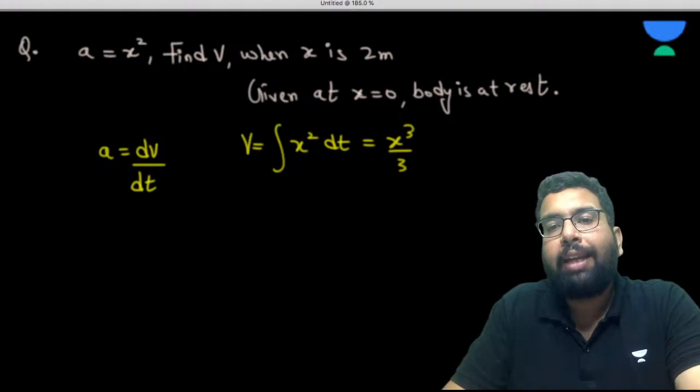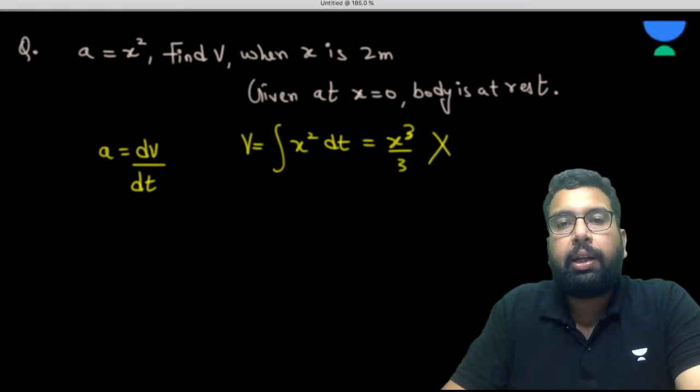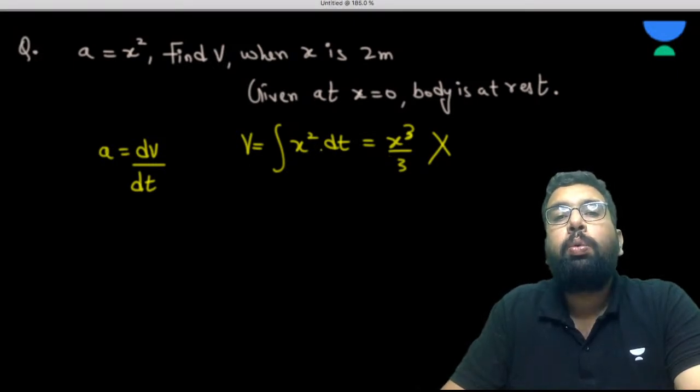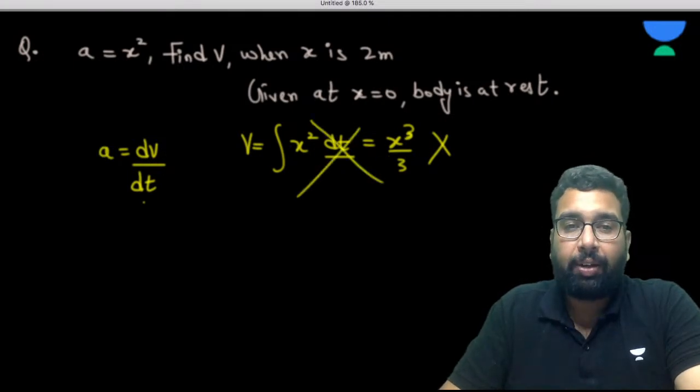Why is it wrong, sir? Because you need to integrate it with respect to t, and you are integrating with respect to x. So this is not the answer. This is not the right way.